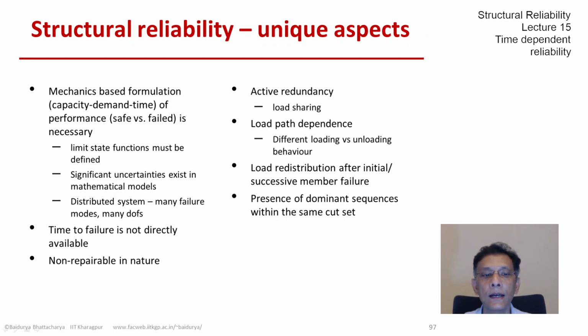There could be dominant sequences in the same cut set, which means that it could be that members 1, 2, and 3 form a minimal cut set, but one of those is most likely to fail first before the others. So if we want to find the sequence probability or that cut set probability, we need to look at the correct sequence. Otherwise, we might underestimate that minimal cut set probability.